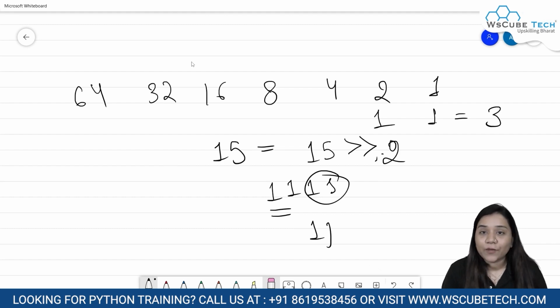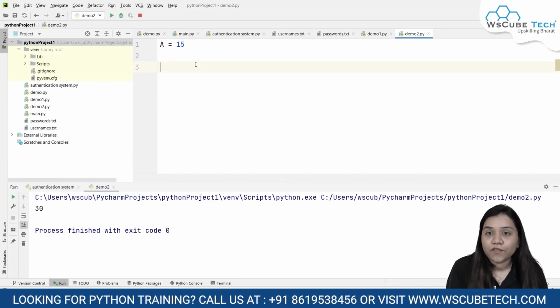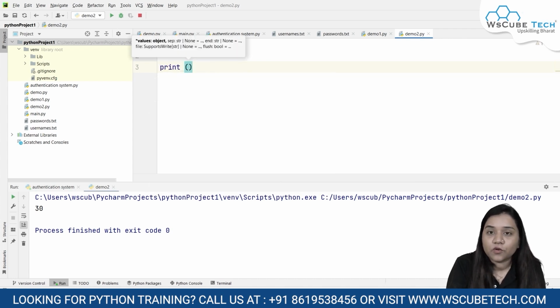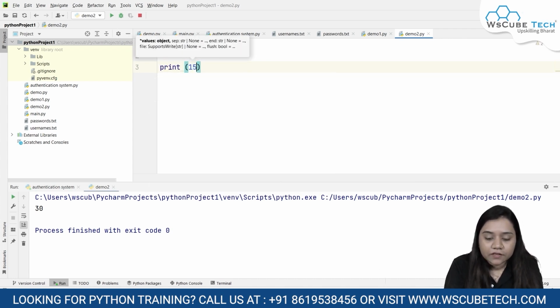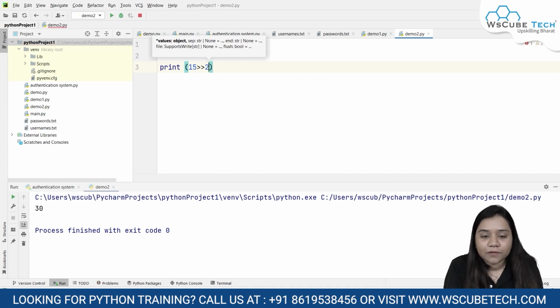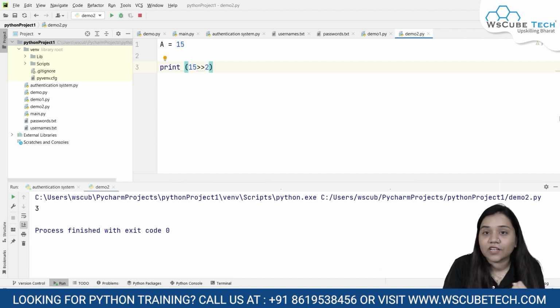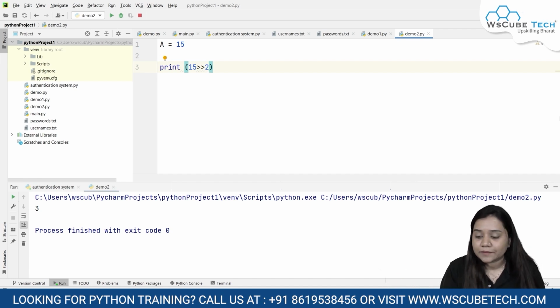Let's have a look at how it can be done. Here I have created a variable A whose value is 15. I'll be applying the right shift operator over here: 15, arrows pointing towards right. I'll be shifting it by two values. Let's run and see what output I get. I get 3 over here, which is correct, so the method that we have applied to learn the right shift operator is correct.